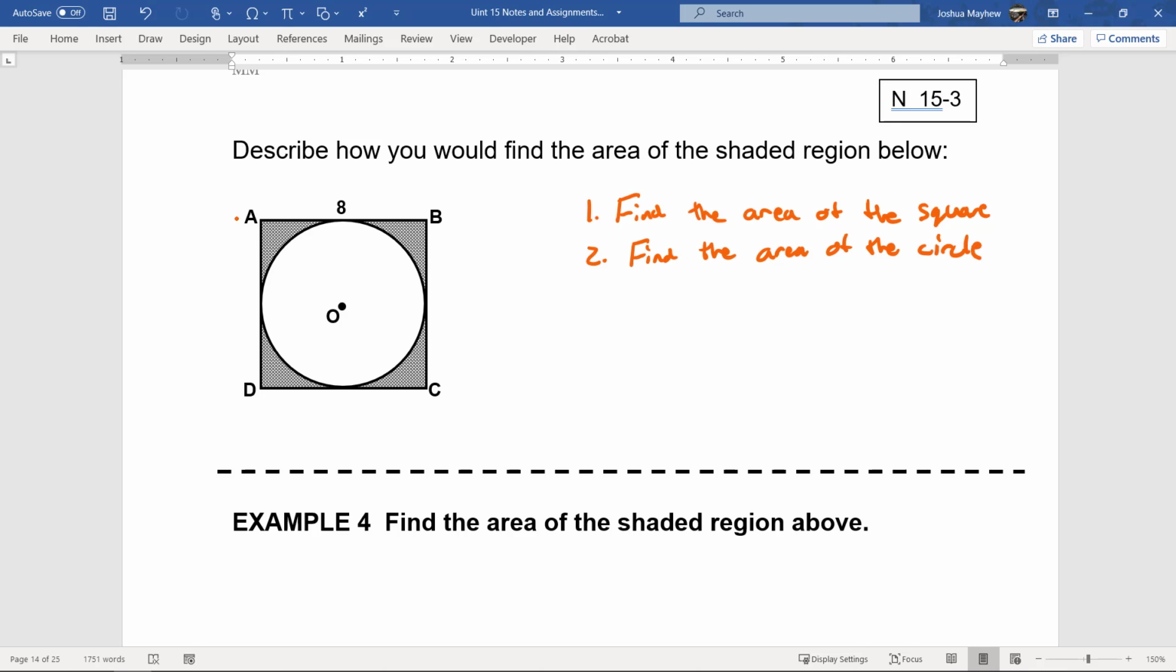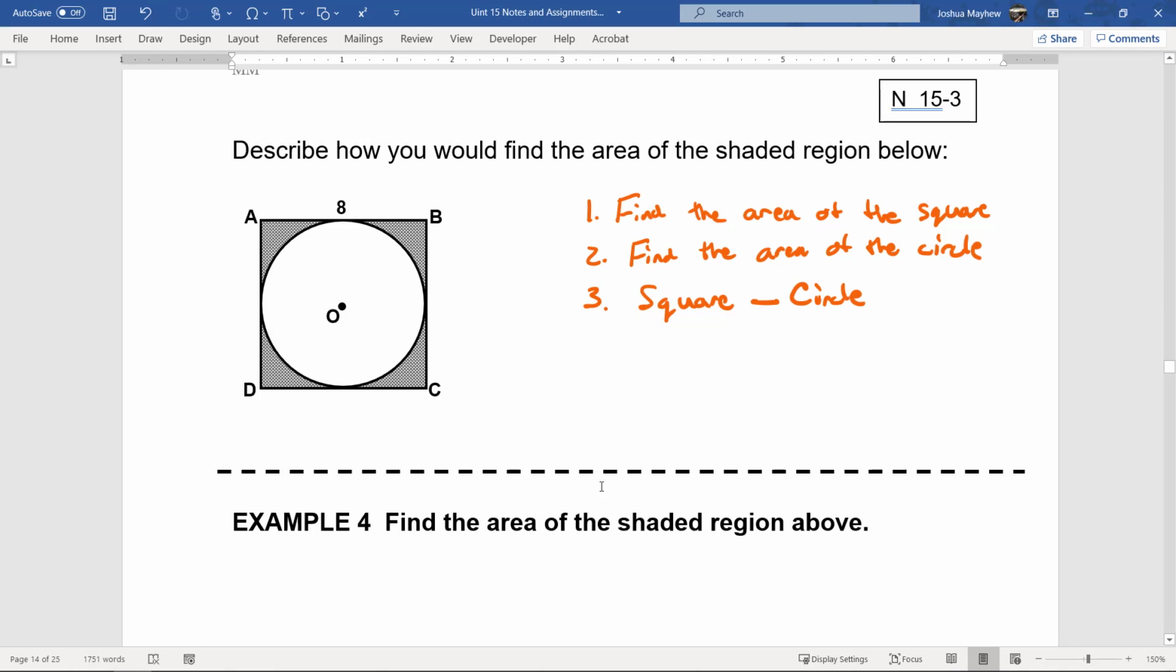And then if you can imagine, how would we get the area of the shaded region? If I was holding this figure, to get the shaded region, I would literally cut out the circle. Well, how do we mathematically cut out something? The mathematical operation to cut something out is subtraction. So I'm going to take whatever the area of the square was, and I'm going to subtract the area of the circle, and that would give me the area of the shaded region.